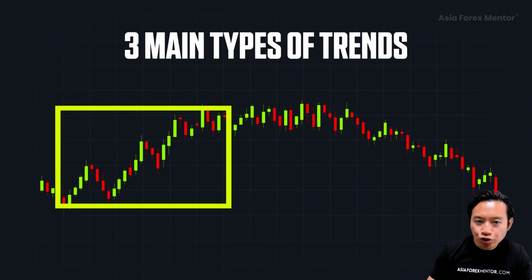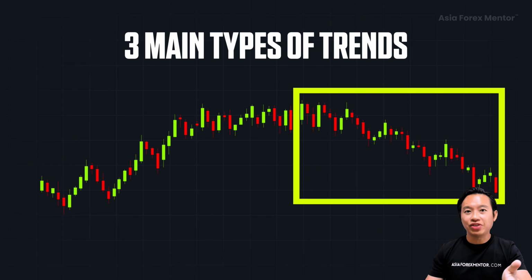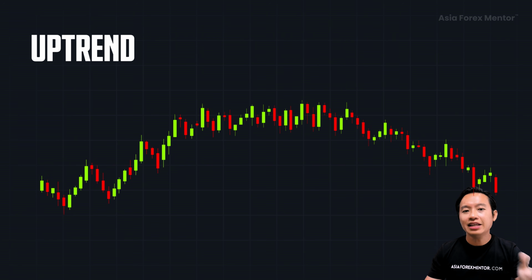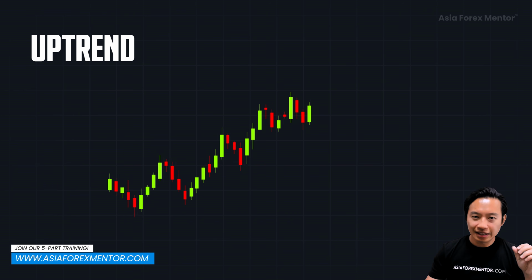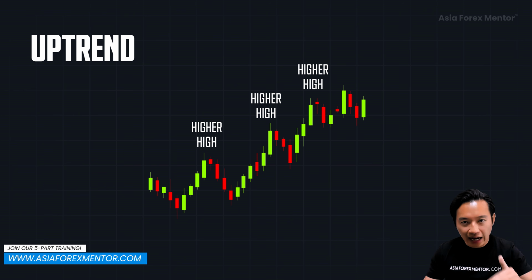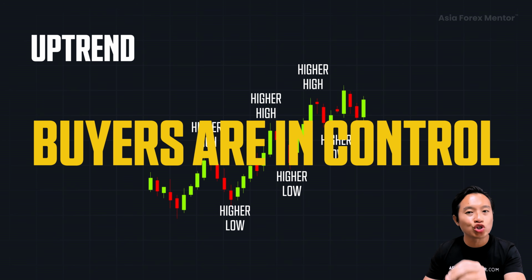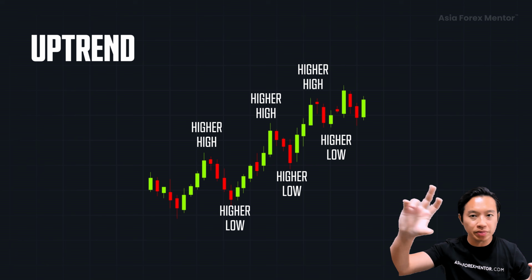The first one, uptrend, downtrend, sideways trend. These are the three main trends. Pretty straightforward, right? The first one, uptrend. In an uptrend, there are what? There are higher highs and higher lows. That means the buyers are in control of the market during this period in time.